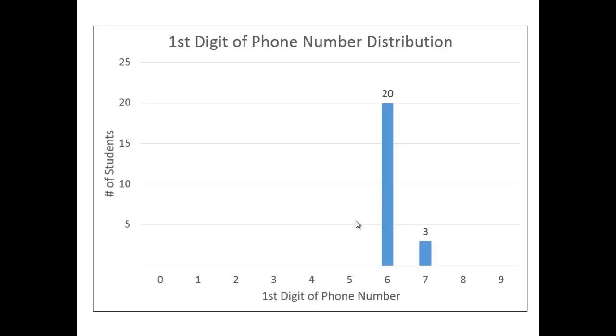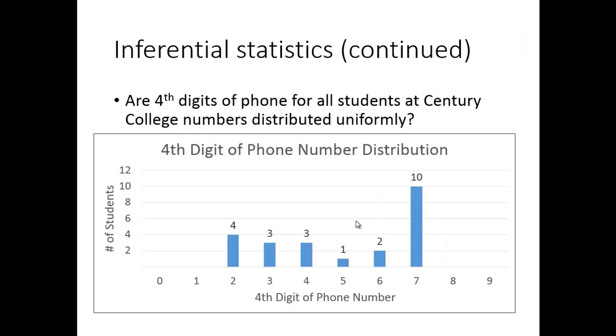Now, is it still distributed uniformly throughout the country? I don't know, but it's hard to make that conclusion based off this data. Okay, so some more inferential statistics examples. So maybe we look at the fourth digit of phone numbers here, and we want to say for all students at Century College, are these distributed uniformly? So I put this chart back up here, scaled a little differently, but it's the same chart. This was the fourth digit for students in our section. It's a sample of all students at Century College. Do these look uniformly distributed?